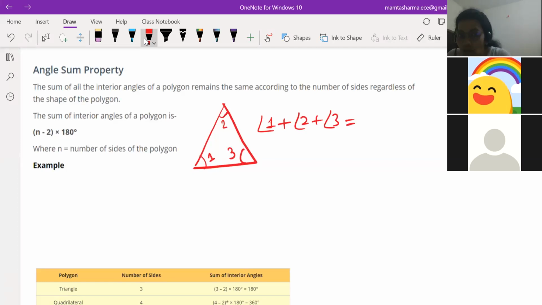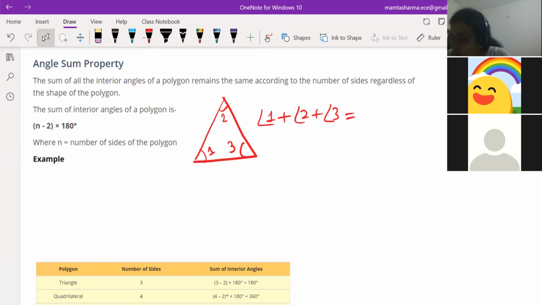Can you tell me this? Does anybody know? Yes, ma'am. The measure of angle 1 plus angle 2 plus angle 3 gives us 180 degrees, according to the angle sum property of the triangle.